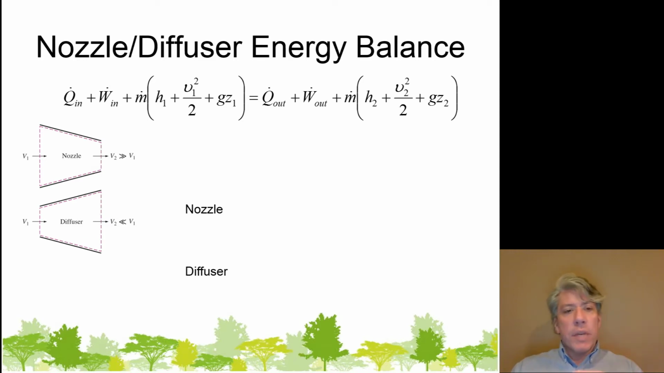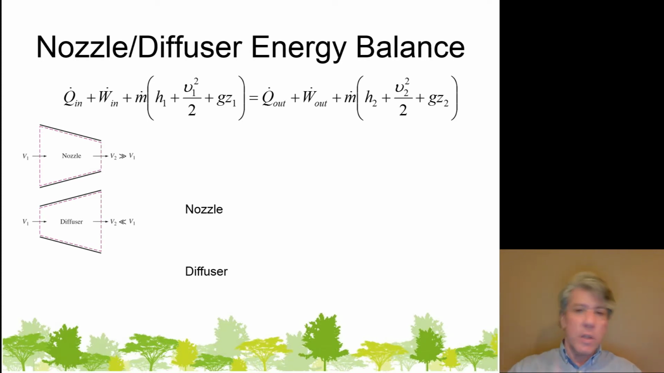The mass that's flowing either through the nozzle or the diffuser doesn't stay in it very long, and so there won't be appreciable heat flow per unit mass. There's no moving parts here, so there's no work interaction, so we can immediately cross off all of the heat and work terms.